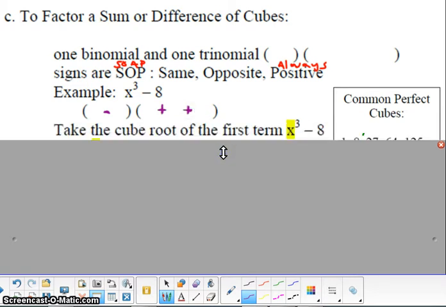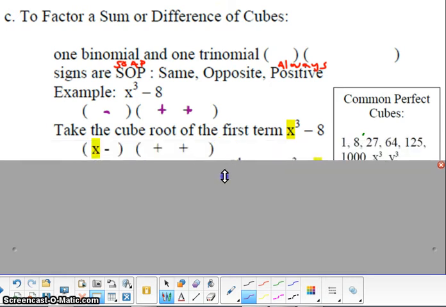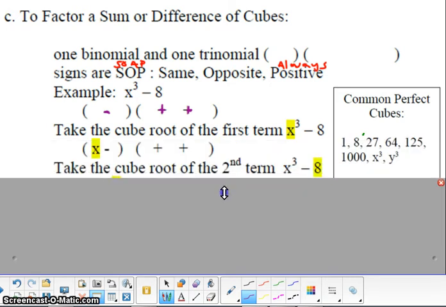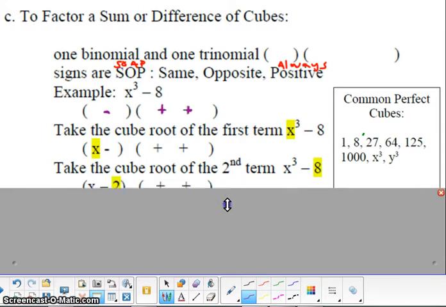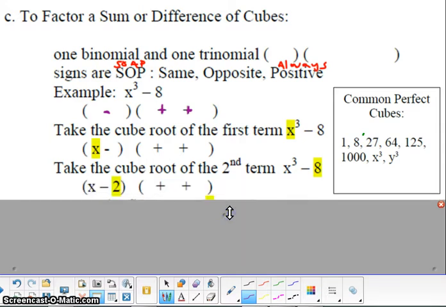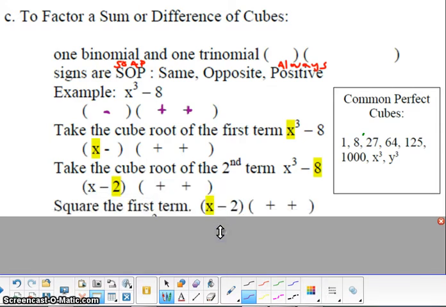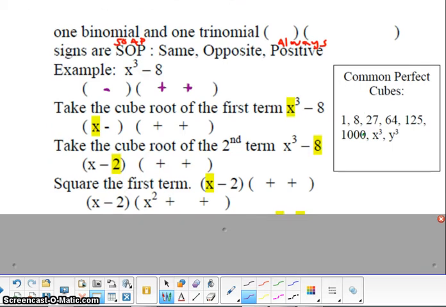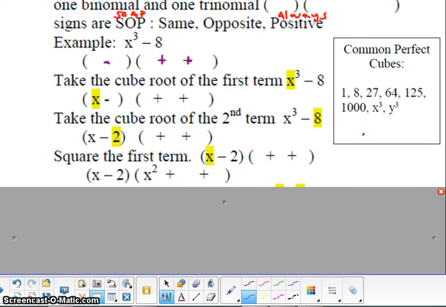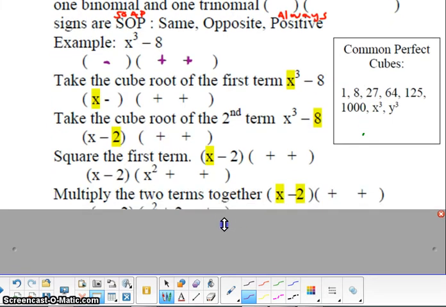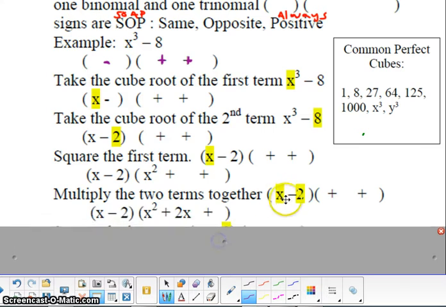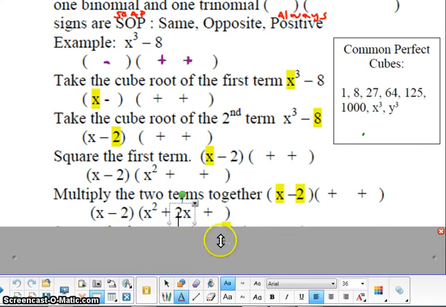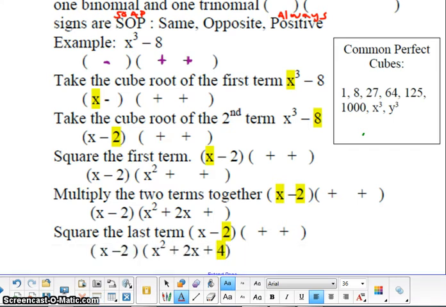Now when you actually solve it, you're going to take the cube root of x cubed. And that's what's going to go in the first spot. The second thing you're going to do is take the cube root of the second term, which is 8. And that's going to go in the second spot. Okay, so then you're going to square the first term, and that's what's going to go in the trinomial. Then you're going to multiply the two terms together, the x and the 2, and that's where the 2x is coming from. And then finally, you're going to square the last term.